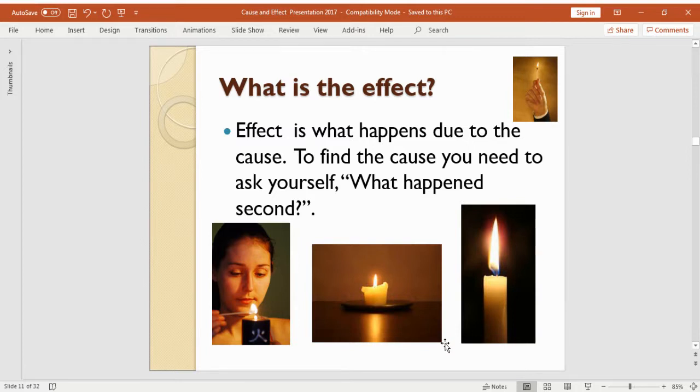Well, this has a twofold effect. If I do not use picture number 1 first to light the candle, then there will not be an effect because the match will die. So there can be more than one effect. So in these pictures, there are 3 effects. To put them in order, it should be picture number 1, picture number 3, and picture number 2.